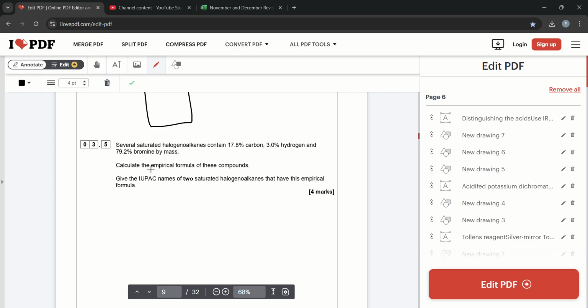And then 3.5, calculate the empirical formula of this compound. Give the IUPAC names of two saturated halogenoalkanes with this empirical formula. So we've got carbon, hydrogen, bromine. So we need to find out the moles. So it's going to be 17.8, the mass, divided by the Mr. Mass of hydrogen divided by Mr. Mass of bromine divided by the Mr.